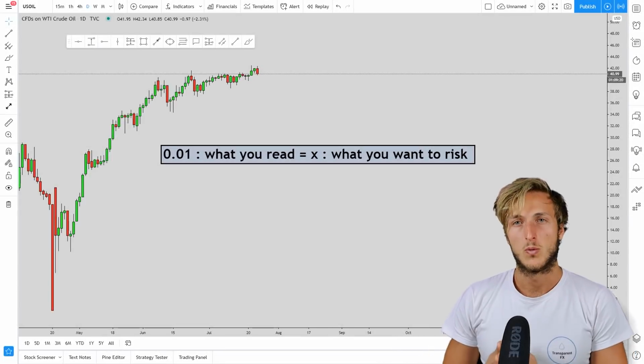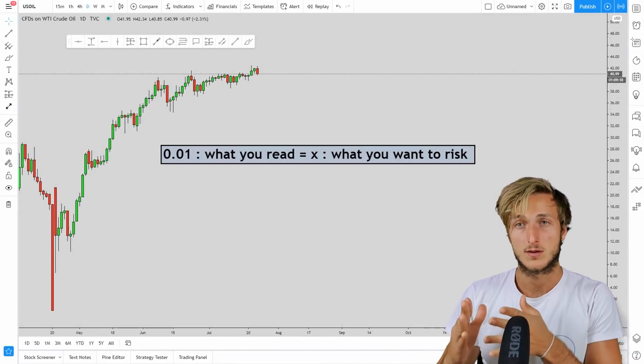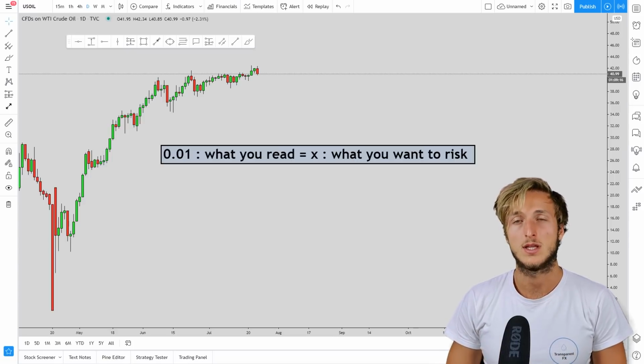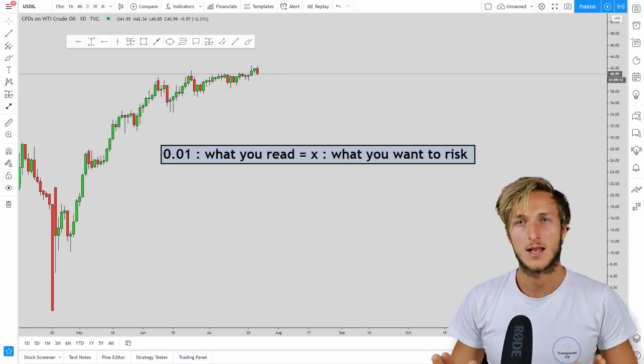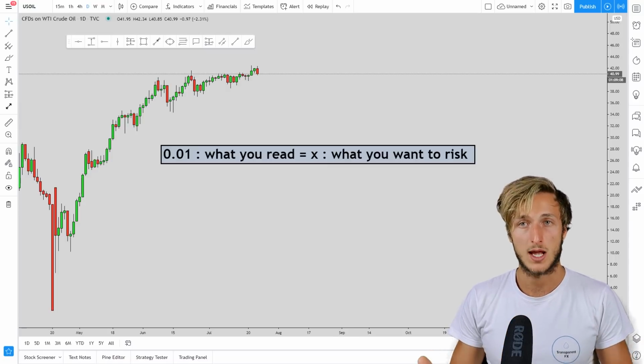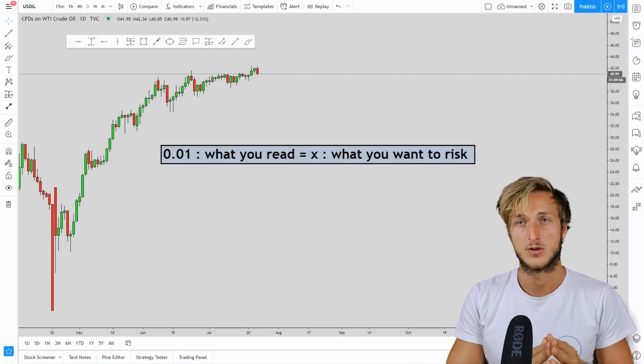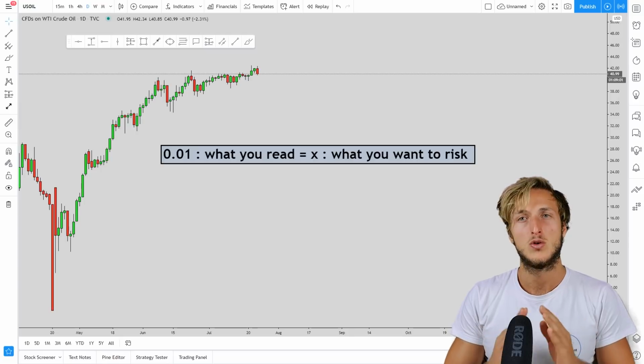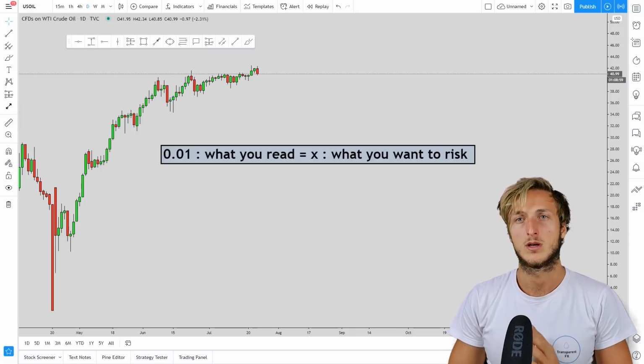Okay, so first of all, what I want to do is give you this formula that you can use to calculate your position sizing accurately in any market, okay? No matter on which instrument you want to calculate your risk per trade to have proper risk management on it, you can use this formula and it will work perfectly.